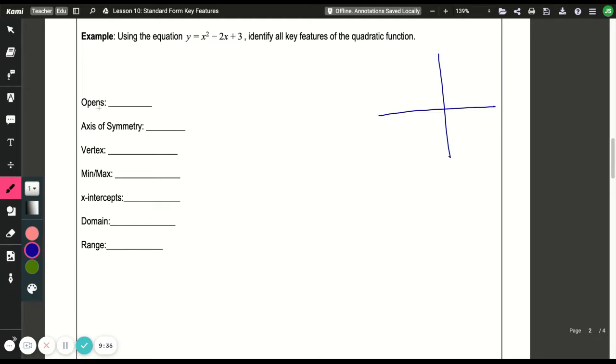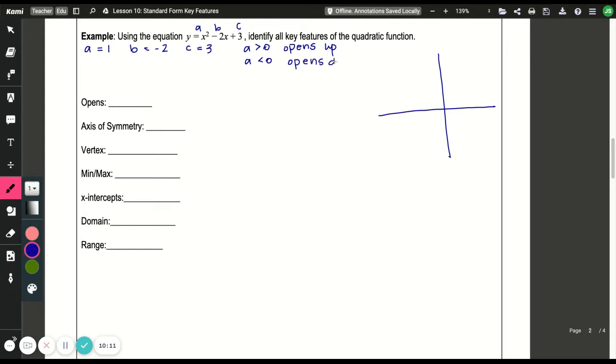So we need to figure out which way it opens. Remember that we have A, B, and C here. So my A is 1, my B is -2, and my C is 3. It opens depending on your A. If A is positive, if it's greater than 0, it opens up. If A is negative, or if A is less than 0, it opens down.